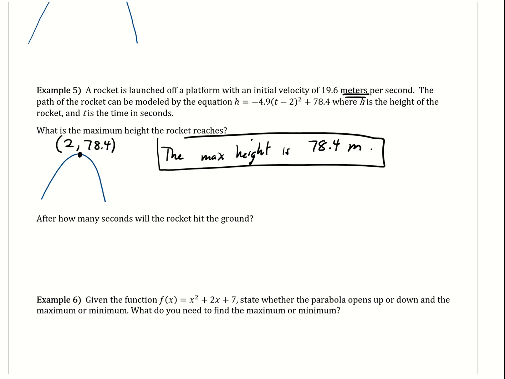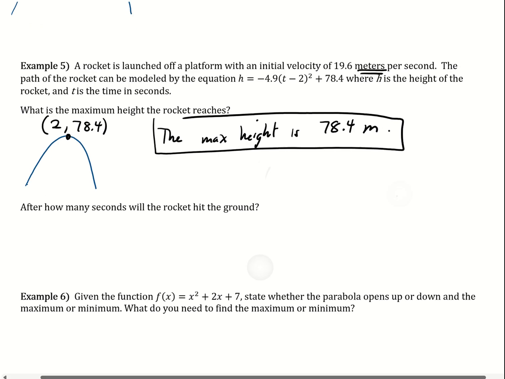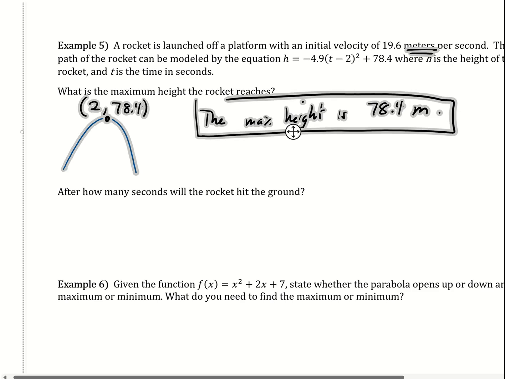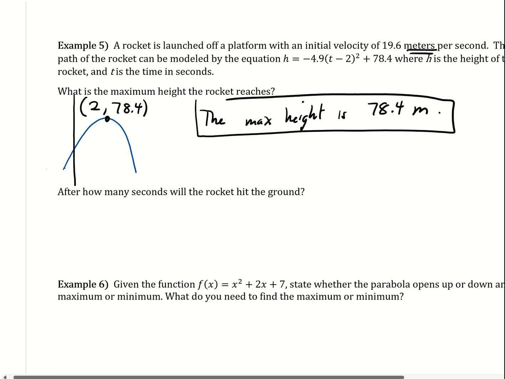All right. Now the next question says, after how many seconds will the rocket hit the ground? Now this question is a little different. So we want to know, when is the rocket going to hit the ground? Well, if we drew an x and a y axis, the ground would imply that the height of the rocket is 0 at those places. So what we can do is basically solve the equation like we did for x-intercepts.